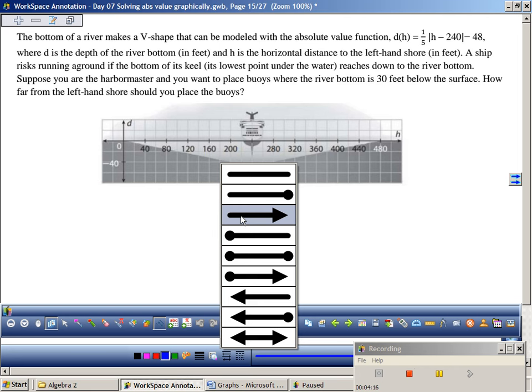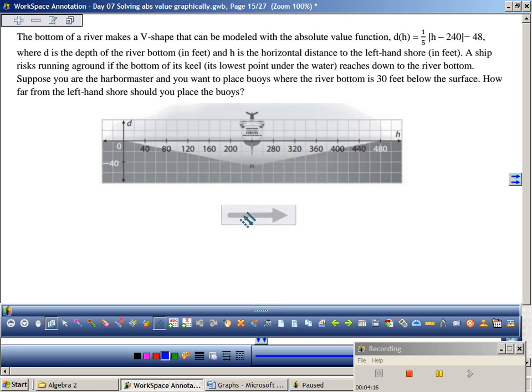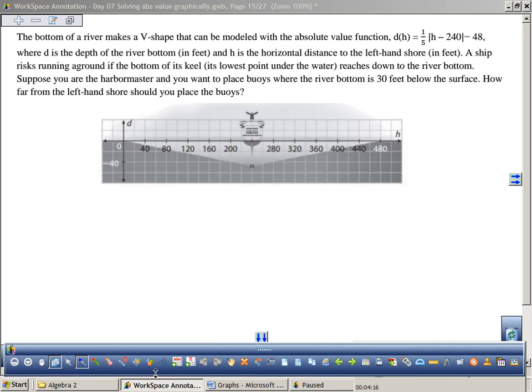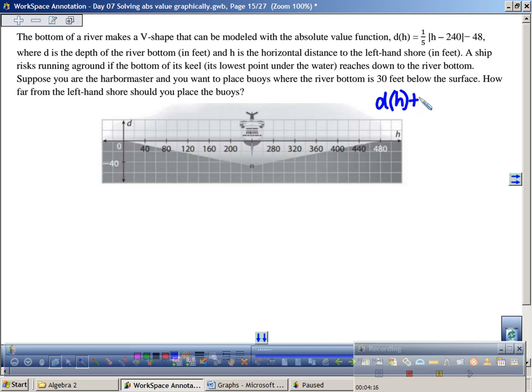Okay, it says the bottom of a river makes a V shape that can be modeled with an absolute value function. D of h equals 1/5 times the absolute value of h minus 240 minus 48. So this is d of h. We're going to add 48 to both sides. Equals 1/5 times absolute value of h minus 240. What does this mean?